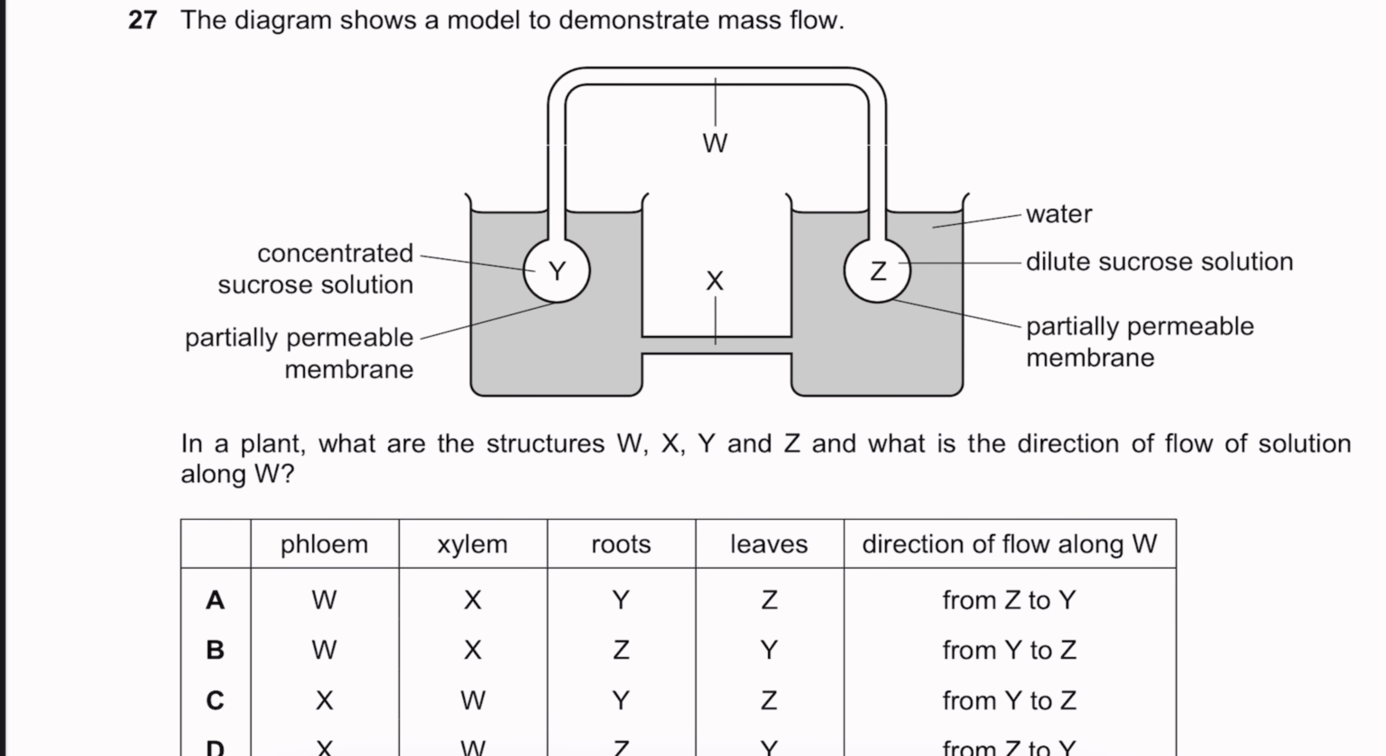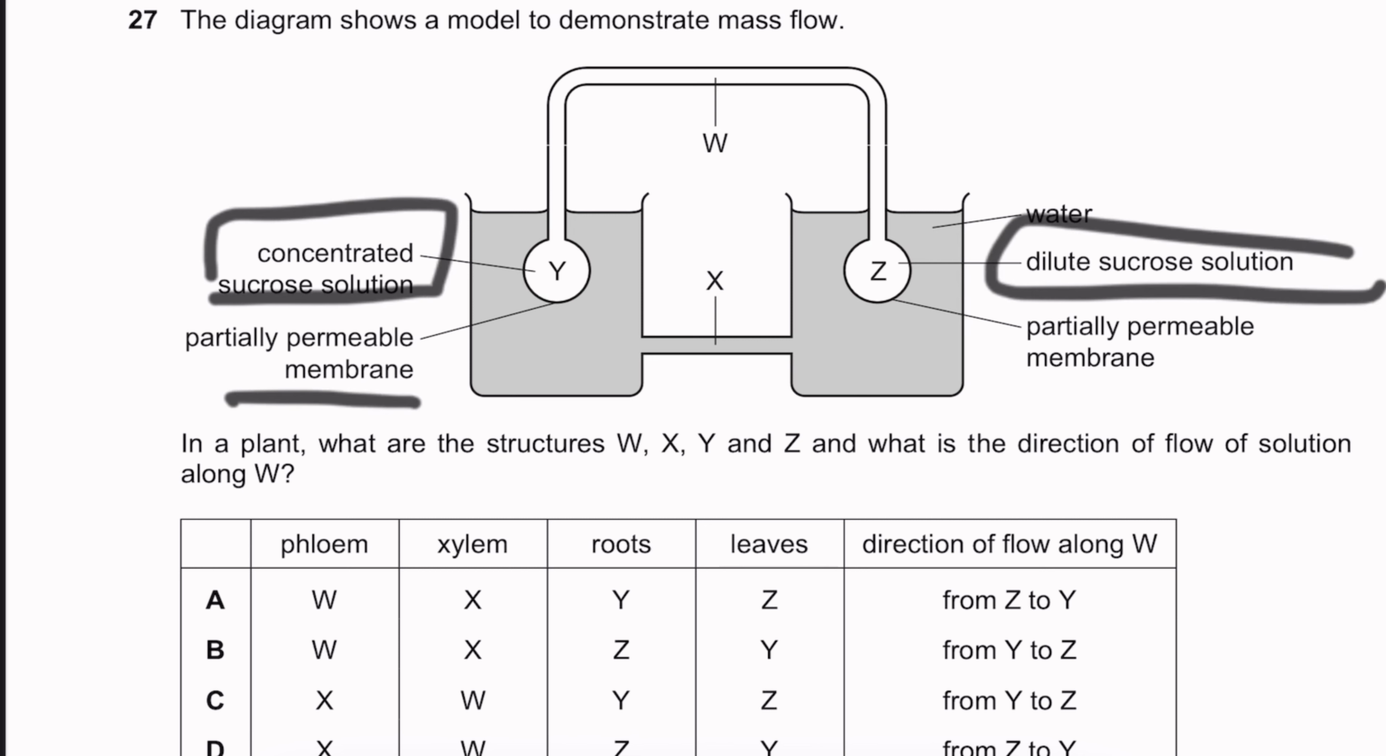The diagram shows a model to demonstrate mass flow. In a plant, what are the structures W, X, Y, and Z, and what's the direction of flow of a solution along W? So the phloem, let's see. First off, there's a concentrated sucrose solution here and a partially permeable membrane, and here we have a dilute sucrose solution. So supposedly sucrose is going to move in this direction, from a region of higher concentration to lower concentration. That's within the phloem, okay? And so the phloem is going to be W. The phloem will be W.